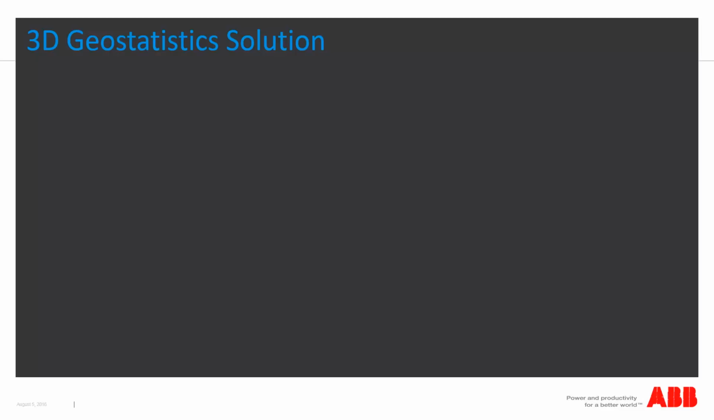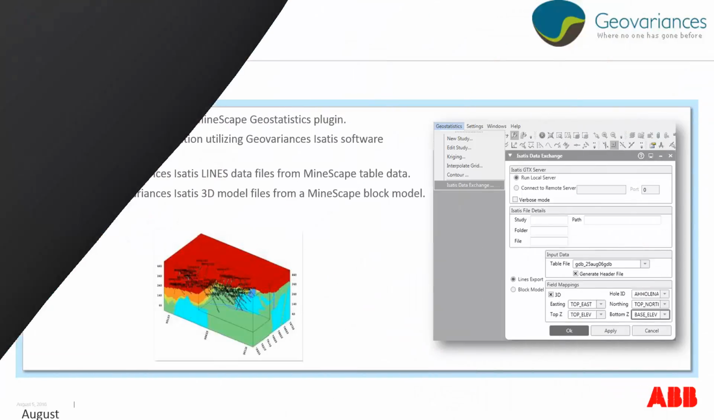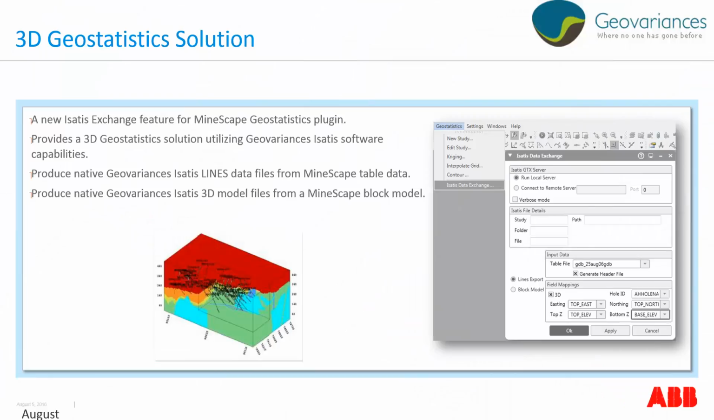Next is 3D Geostatistics Solution, and this is what we've provided to enable geostatistical work to be done through MineScape. And what we've provided here is a new Isatis exchange feature within the MineScape Geostatistics plugin. So this enables you to export your assay data or fixed length compositing data to a Geovariances Isatis file. It also allows you to export your MineScape block model to an Isatis 3D model.